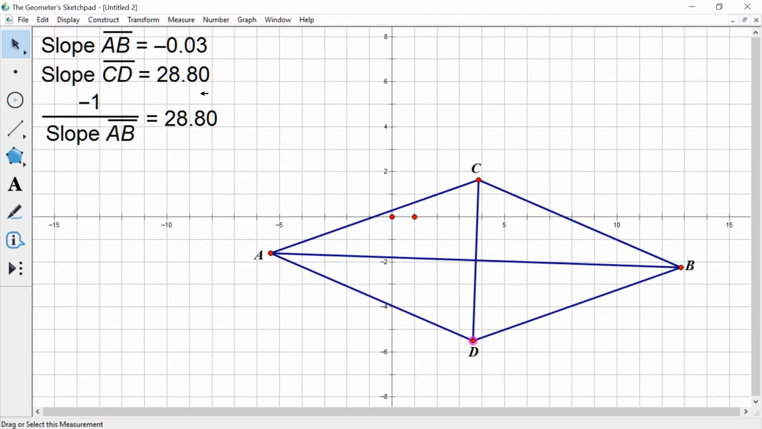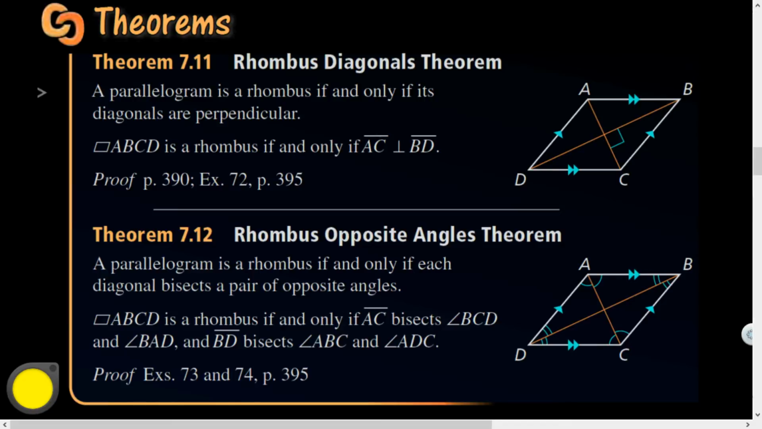each other. Let's see. All right, wow. I feel like that makes sense. It sounds like you might end up proving this. Well, maybe we'll do it together someday. Rhombus opposite angles theorem. The ROTE.